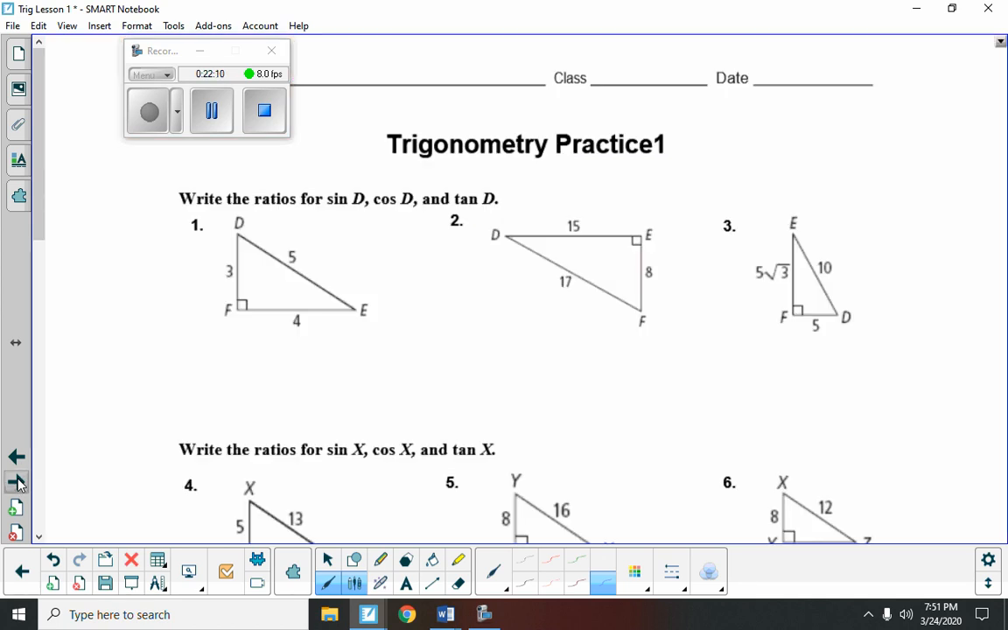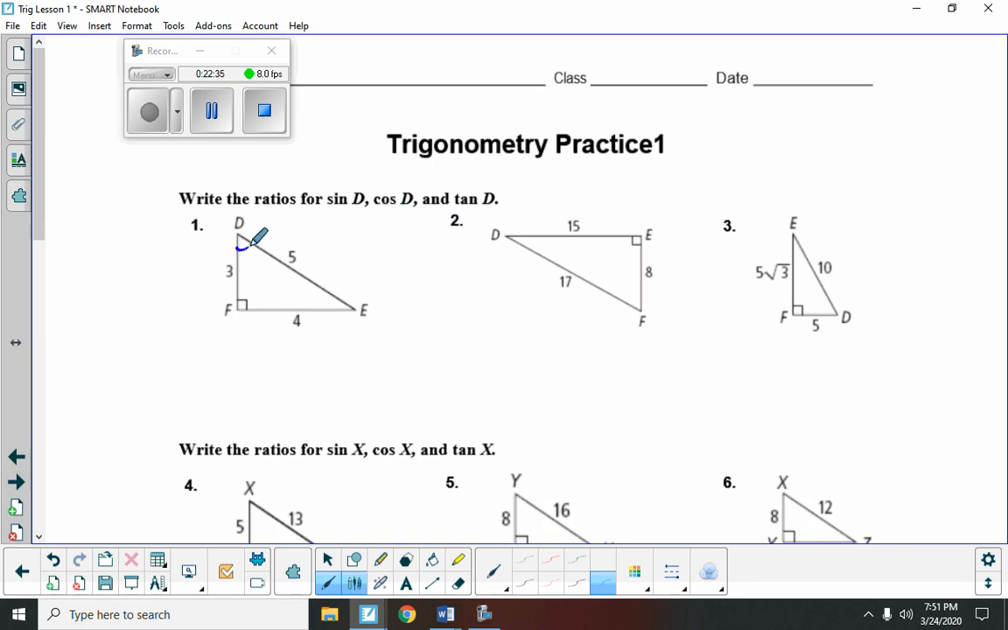Okay, this is your worksheet time now, so you can look at that on Schoology and write your answers on another piece of paper. Make sure you label that it's Trigonometry Practice Worksheet 1 on the top. And for number 1, we'll do that first one together. It says find the ratios for sine D, cosine D, and tangent D.